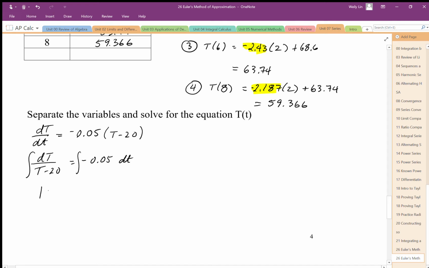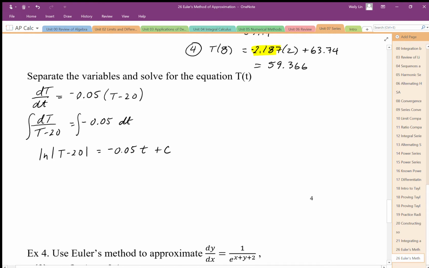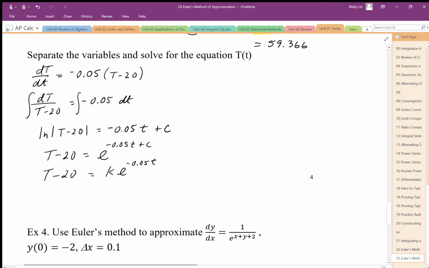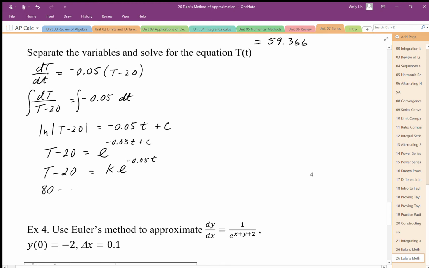I'm going to end up with log of (T minus 20) equals negative 0.05 t plus c. Then solving this differential equation for T, I get T minus 20 equals e to the negative 0.05 t plus c. That plus c is going to show up as a k value in front, so it's k e to the negative 0.05 t. I'm going to solve for my k value by plugging in t equals 0. My temperature is 80 at t equals 0, which makes my k value equal to my initial temperature difference. So k is equal to 60.